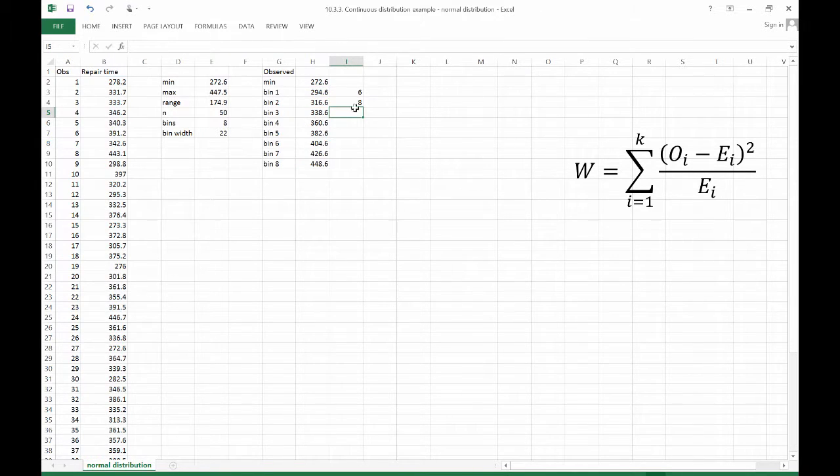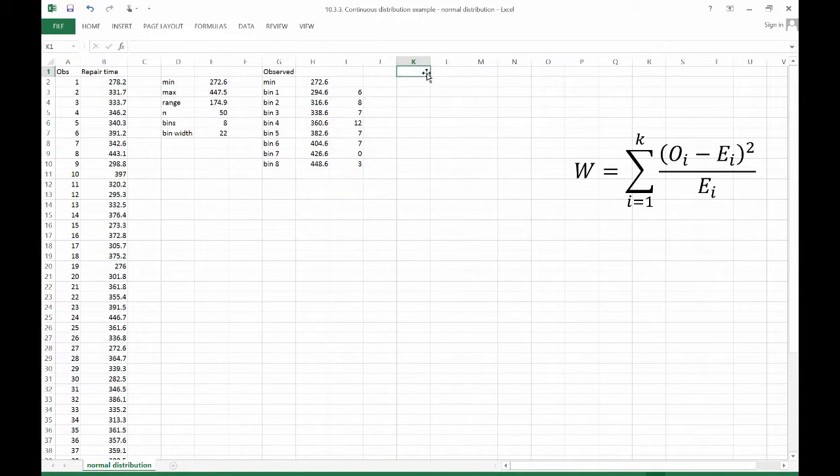Okay, so we had 8 values that lie greater than 294.6 and less than or equal to 316.6. And so on. Hopefully, whenever we sum these up, we'll get something like 50. And we do. So we've included all of our observations in those 8 bins, and that's a good self-check.